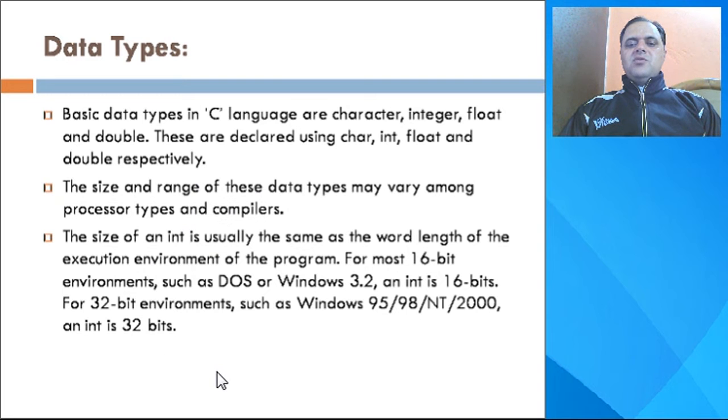The size of an int is usually the same as the word length of the execution environment of the program. For most 16-bit environments such as DOS or Windows 3.2, an int is 16-bit, but for 32-bit environments such as Windows 95, 98 and so on, it is 32-bit. So for 16-bit DOS and Windows, it takes 2 bytes, that is 16 bits, and for others it takes 4 bytes, that is 32 bits, and for character it is 1 byte.